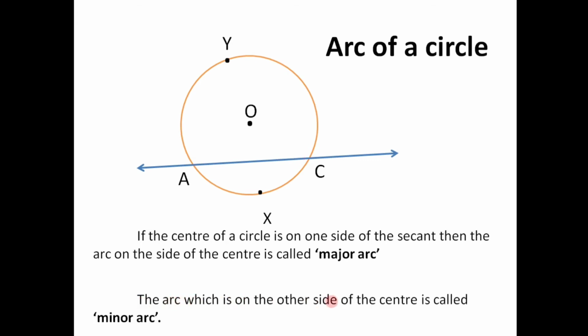So for this diagram, arc AYC is the major arc as the center of the circle belongs to that arc, and the arc which is on the other side of the center is called a minor arc. So as we can see here, for arc AXC, the center of the circle does not belong to the smaller part of the circle. That's why arc AXC is called the minor arc.